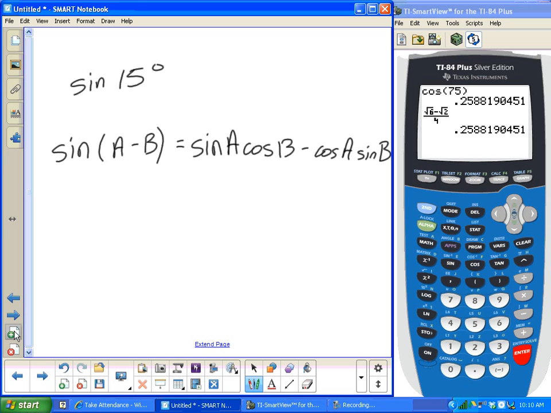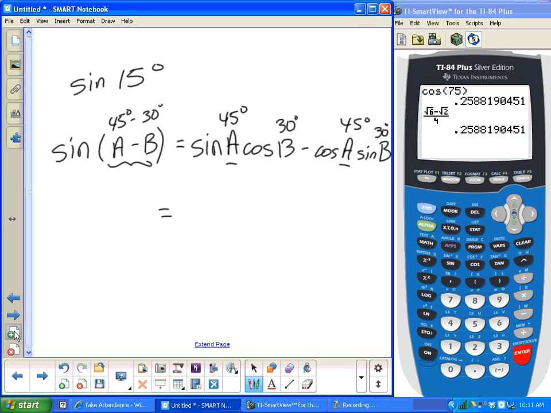Okay, so what two angles here we call A and B that'll subtract to give me 15 degrees? Yeah, 45 and 30. That's really the only combination. 45 minus 30 would give me that 15. So for all the A angles, we're going to put in 45, and for the B angles, we're going to put 30. Right? Now, let's look on our unit circle.